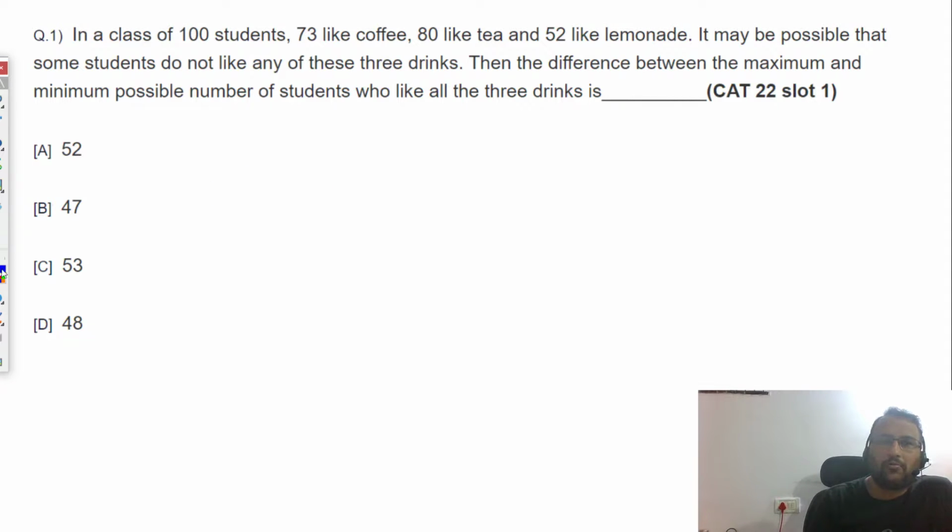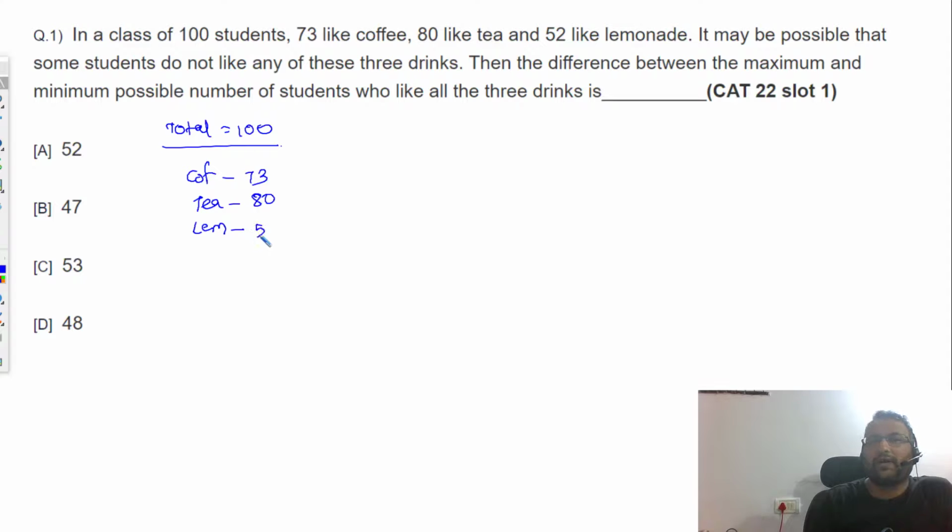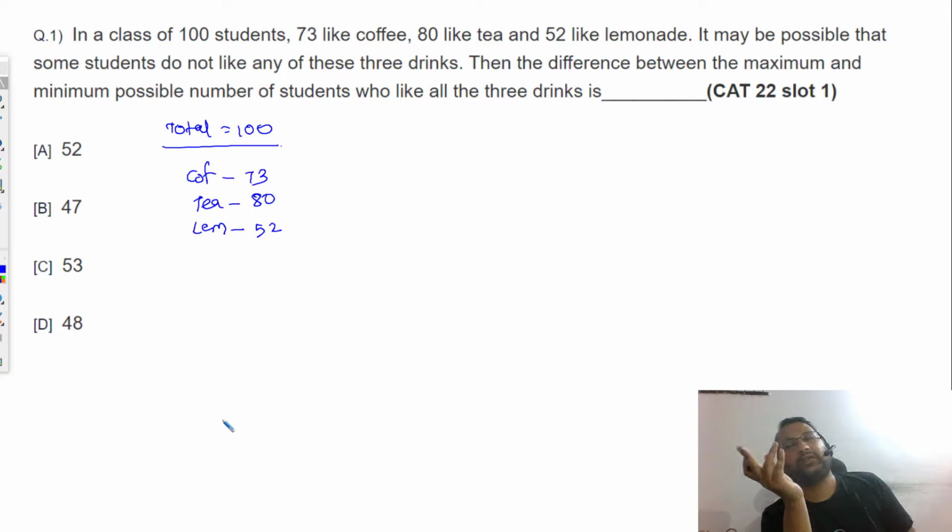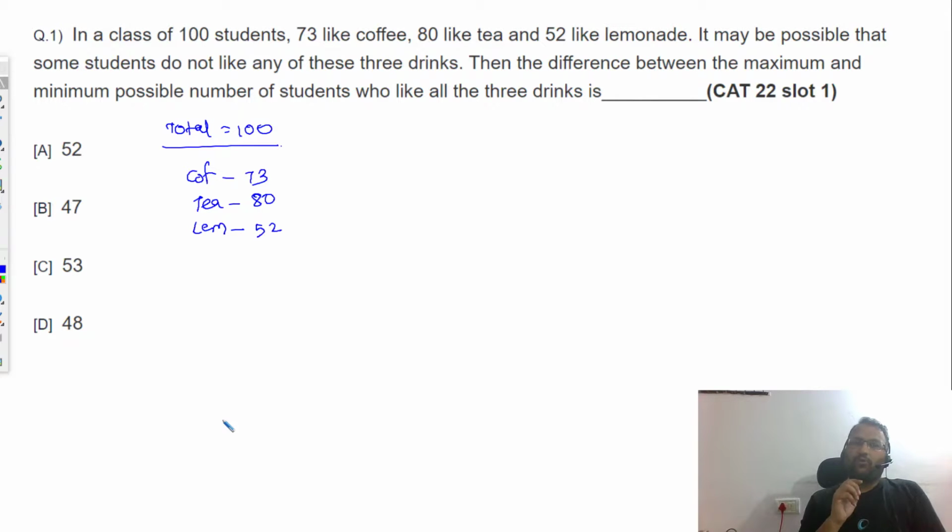So over here total students are 100. Out of these 100 students, 73 like coffee, 80 like tea, and 52 like lemonade. So we want to maximize exactly 3 and then minimize exactly 3. What is the maximum? And there are some students who like none. So what is the maximum who like all 3 drinks? The answer is going to be very obvious.